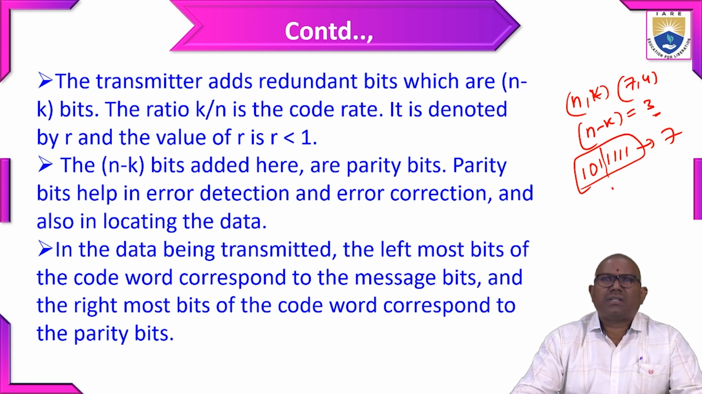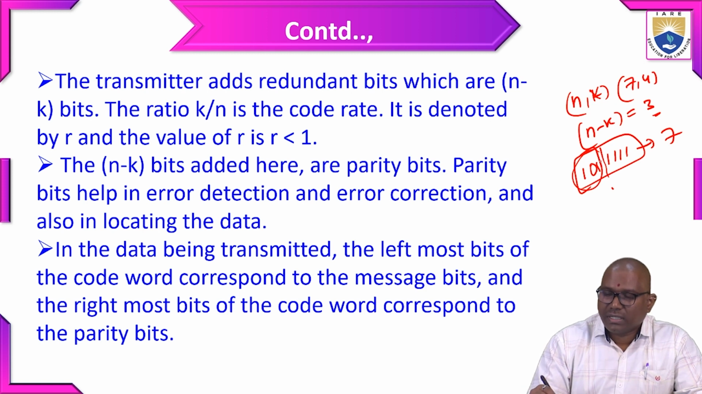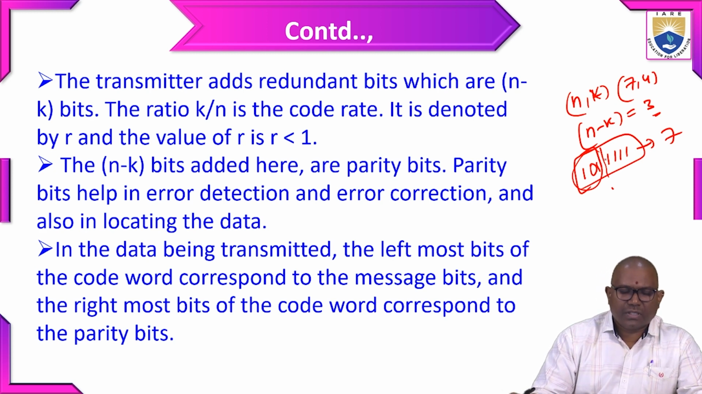So parity bits help in error detection and error correction, and also locating the data. If we have any errors, we can find them by checking these parity bits. Then we can detect and correct those errors. So these parity bits are used for error detection and error correction.